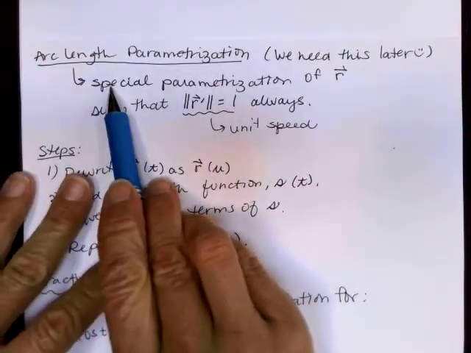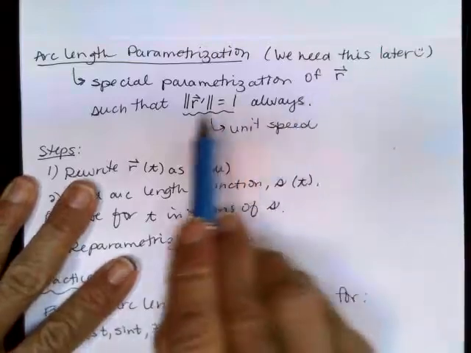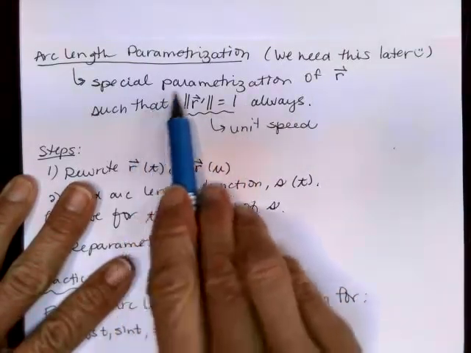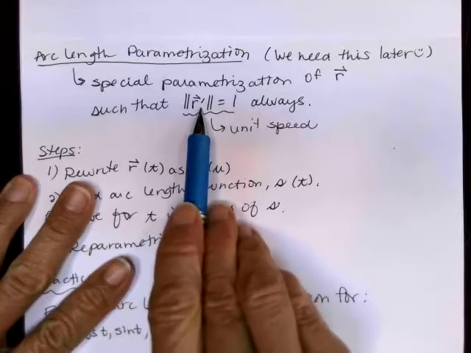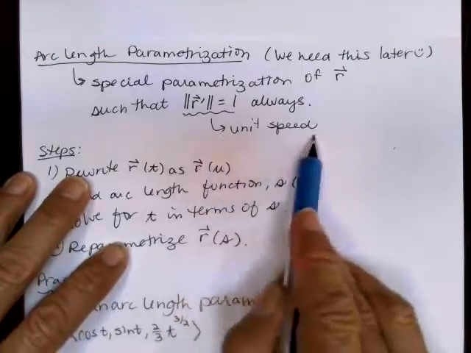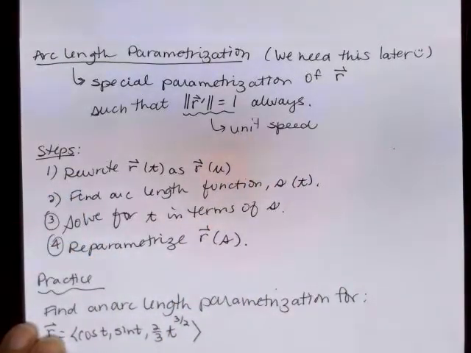So this is just a special parameterization of r such that the length of r is always 1, right? Doesn't matter what the variable is inside here or where you're evaluating it, the speed is always 1. So sometimes this will be called the unit speed. Okay? So here's how we're going to do it.